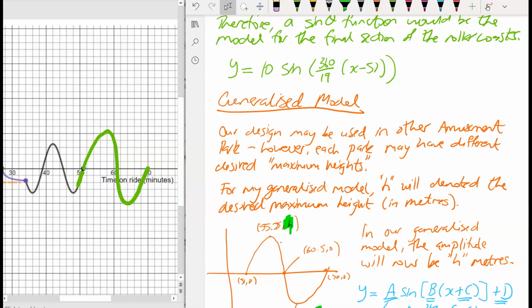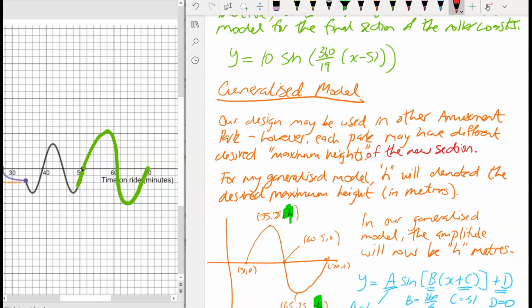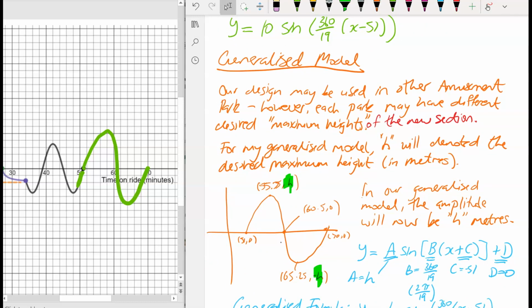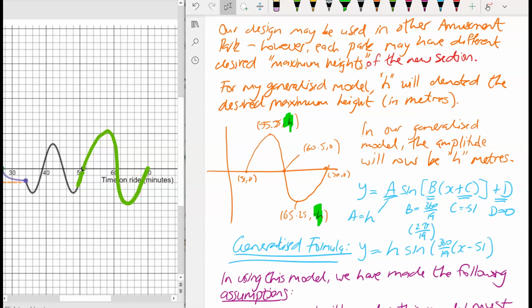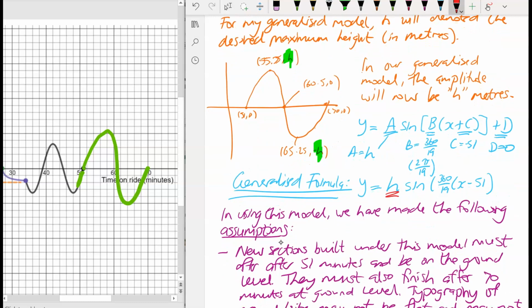So we've defined h as the desired maximum height. And let's actually make a bit of improvement while we're here. For that, h will be denoted as the desired maximum height in meters. Our generalized model, the only thing that's changed from our model in question 2 is the amplitude is now h meters, and we've updated that in our formula.